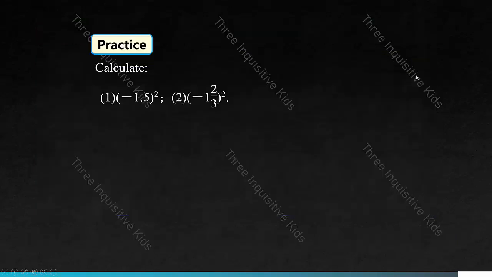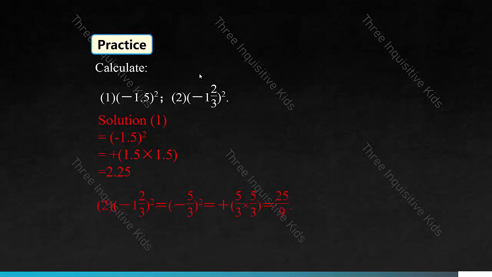Here's some practice. Calculate these two expressions. 1.5 times 1.5, we already know that the product will be positive, and we get 2.25. And the solution for the second problem is 25 over 9. You first convert this into an improper fraction.